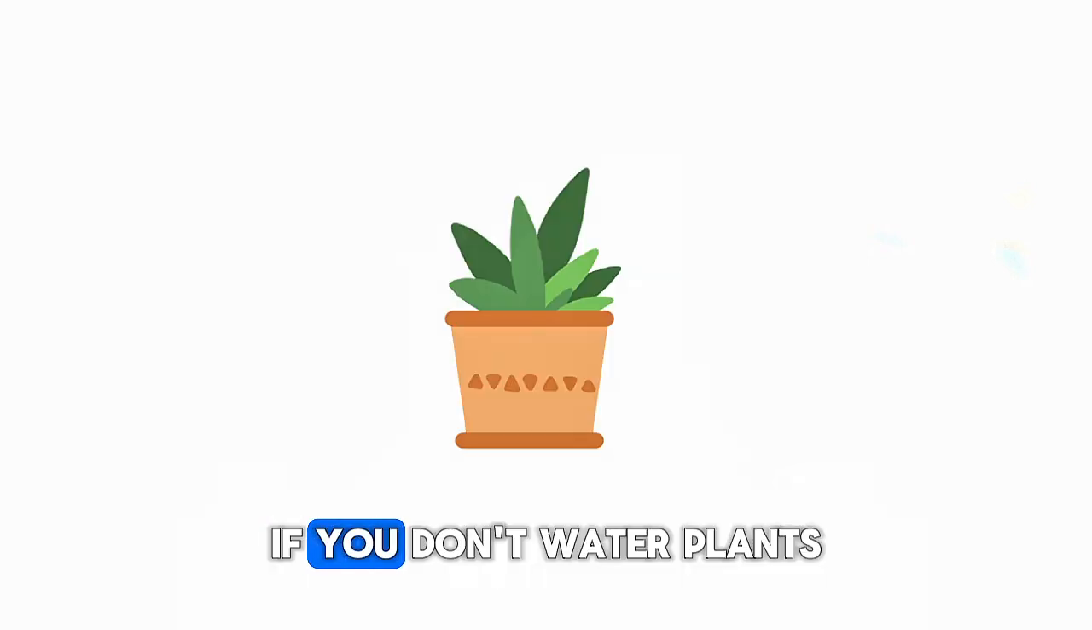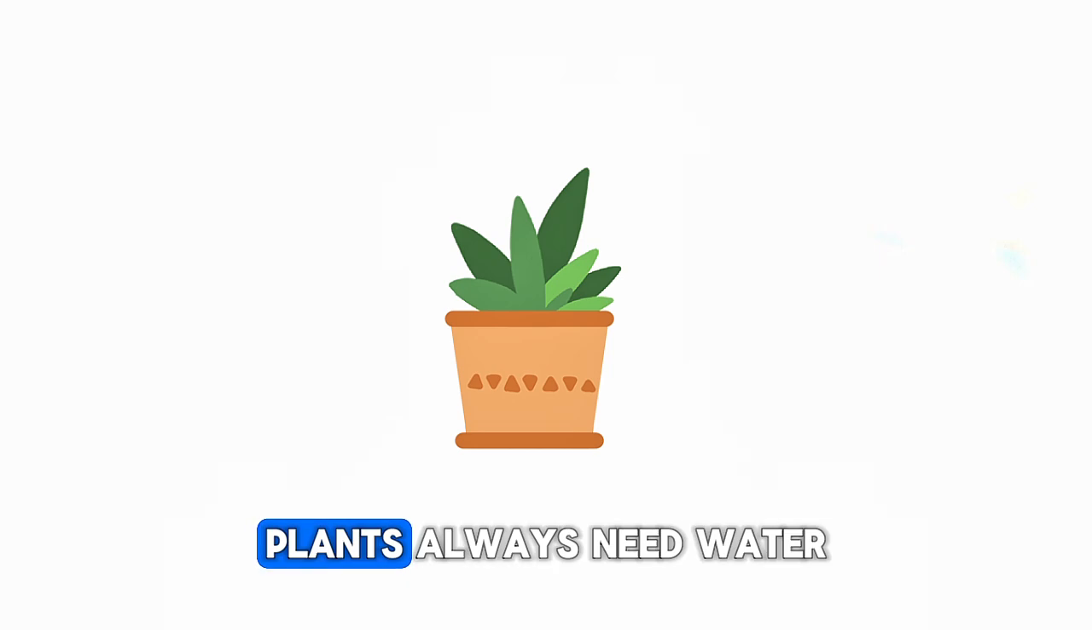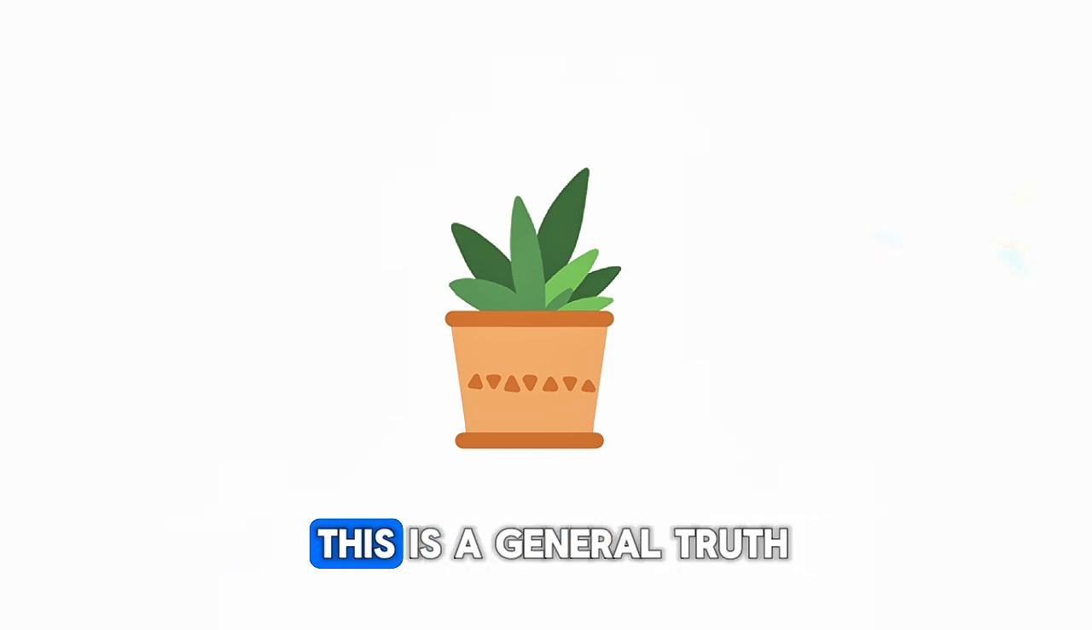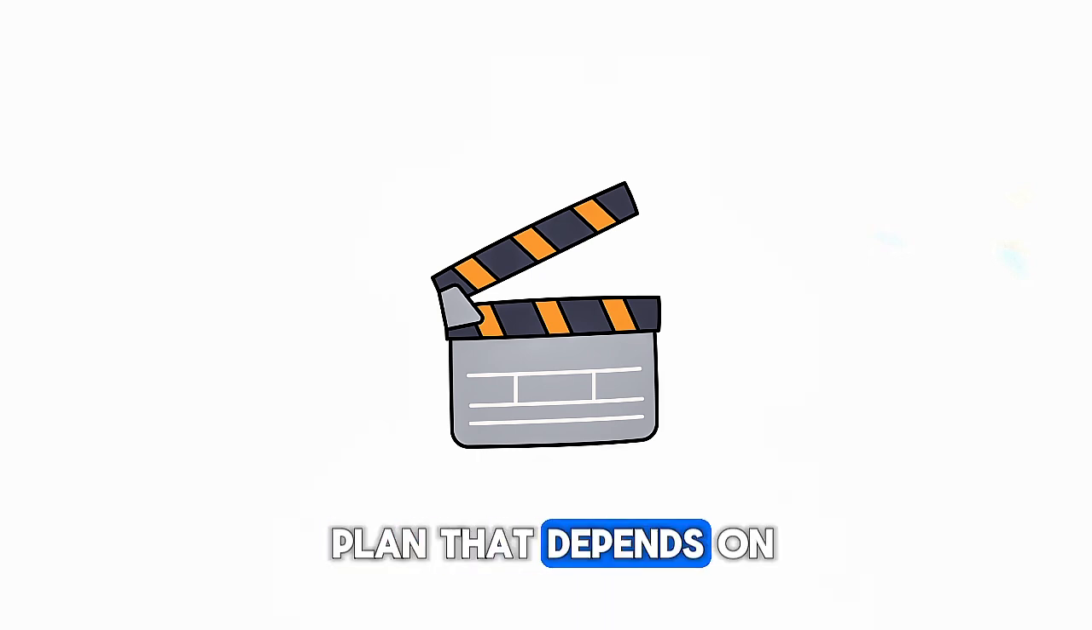Zero conditional example. If you don't water plants, they die. Plants always need water. This is a general truth. First conditional example. If I finish my homework early, I'll watch a movie. This is a real plan that depends on the condition.